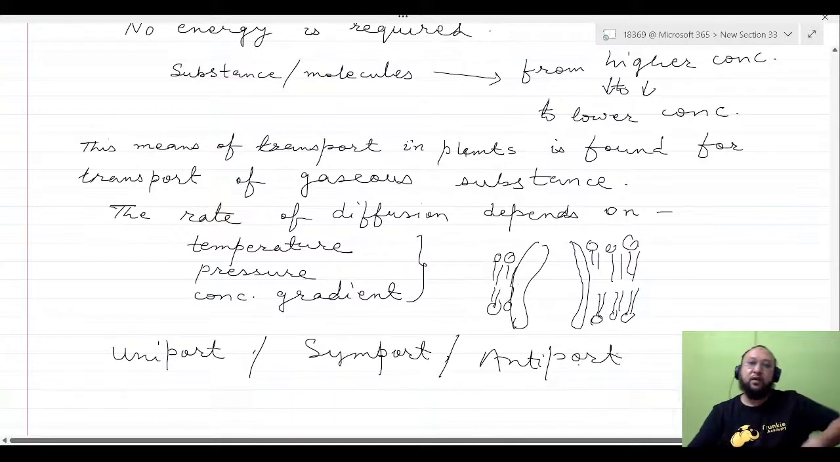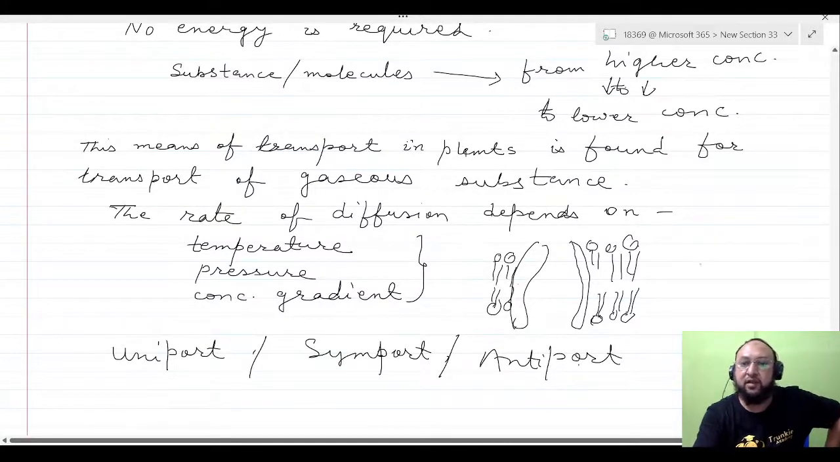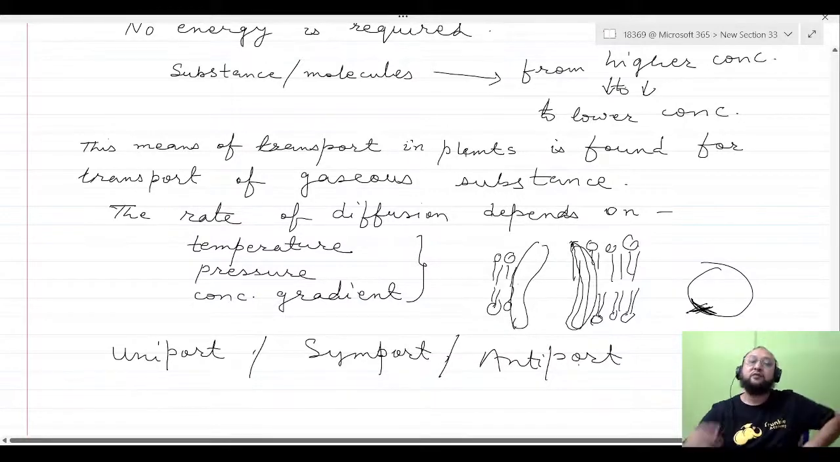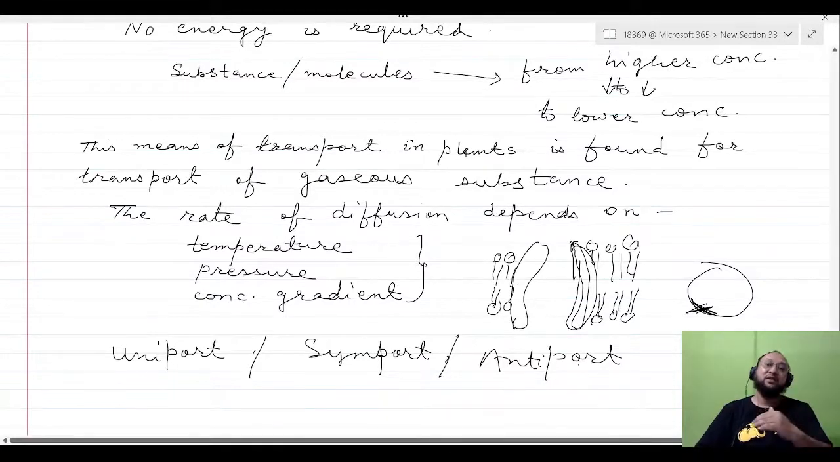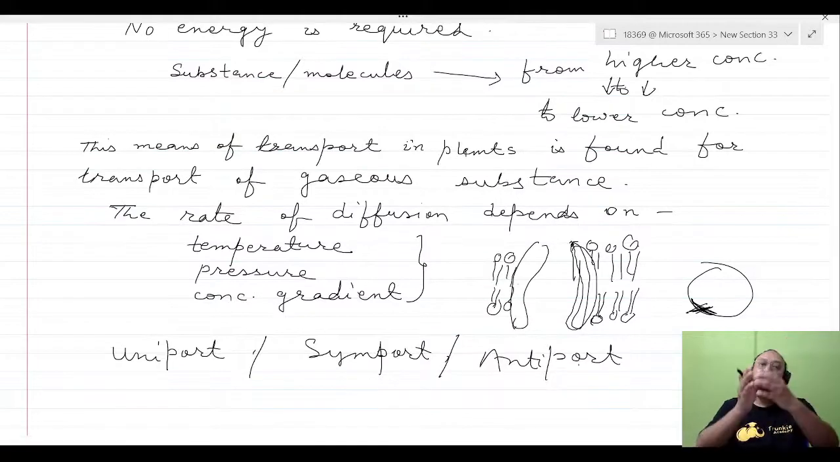For example, this is a cell, and here in this plasma membrane there is some kind of protein that is allowing the movement. This is an enlarged view. The protein which forms a channel in the plasma membrane for the movement of molecules has three types: uniport, symport, and antiport. Uniport means only one kind of molecule moves from one side to another side. In case of symport, one molecule moves and the same molecule will be moving from the other side also.